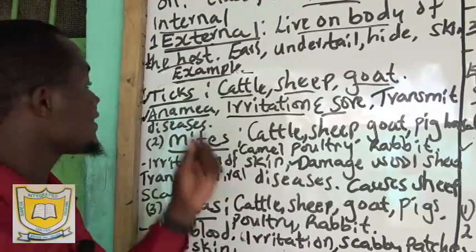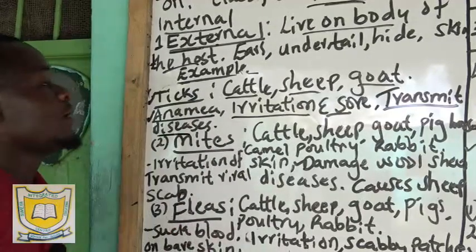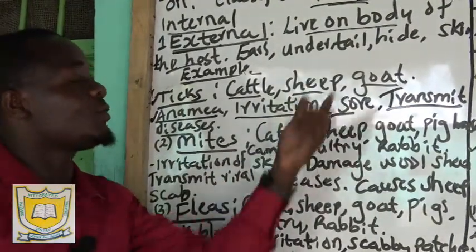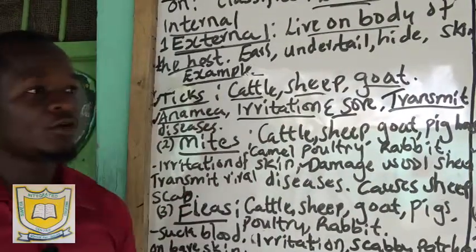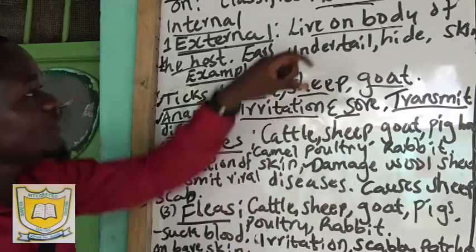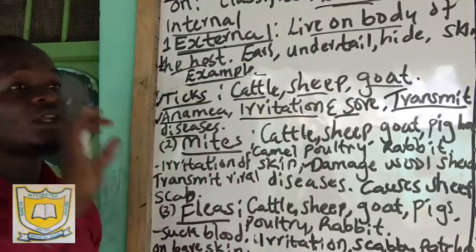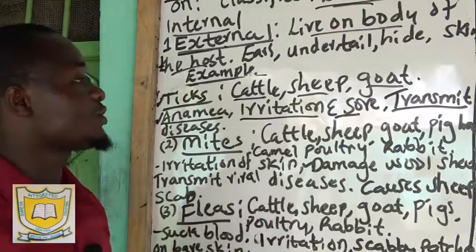Also, these ticks can transmit diseases. How does the transmission of diseases occur? When these ticks suck the blood of an animal, let's say a sheep, and thereafter move to another animal, like a cow, it means if this sheep had a certain disease, it will suck the blood of the sheep, then deposit that blood to the cattle, hence causing the transmission of the disease.